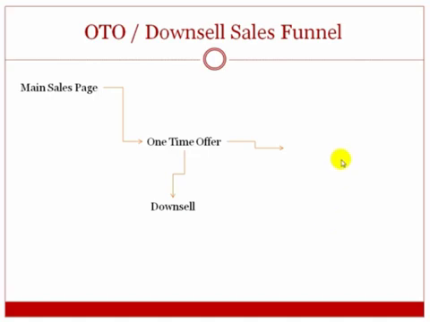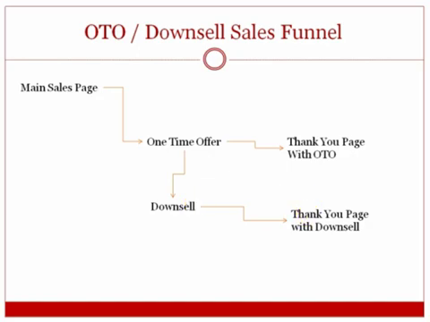So you're going to need to have 3 different thank you pages. So main sales page, one-time offer, thank you page with the one-time offer. If they say no and then they purchase the downsell, then they are going to be sent to a thank you page with the downsell. You don't want to forward them to a thank you page with the OTO unless they paid for that. Now, if they click on no to the downsell, then they're going to be forwarded to the thank you page with no one-time offer or downsell. So it's just going to be the basic funnel from main sales page to thank you page.